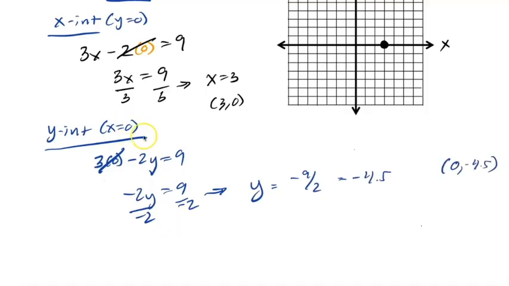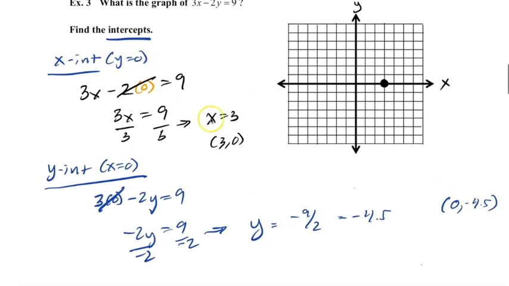Again, remember, x always goes first. So 0 was x. The thing I found was my y. And the other point, the y was 0. So the thing we found was the x. Okay. 0, negative 4.5 is like right here. And then if I want to graph it, just connect the 2 dots. Just like that. So that's another way to do it.